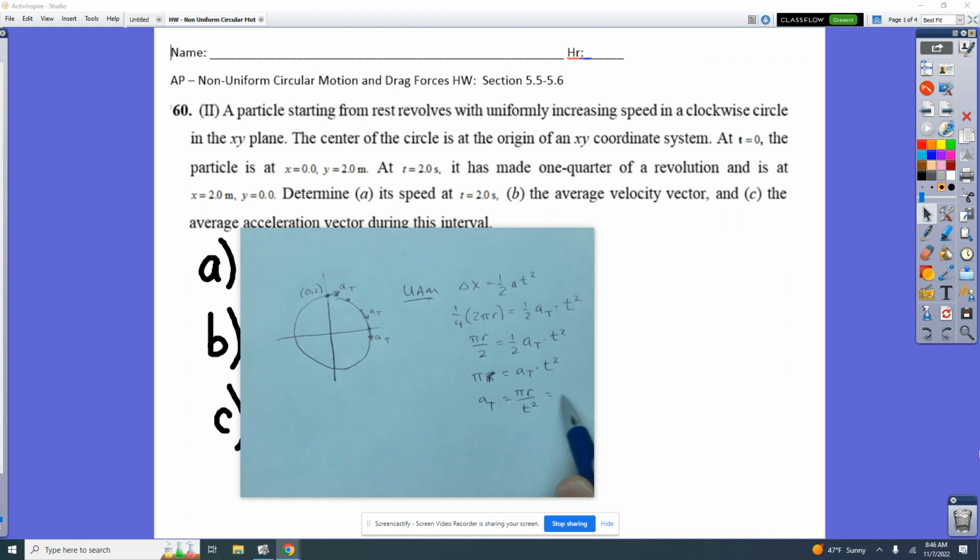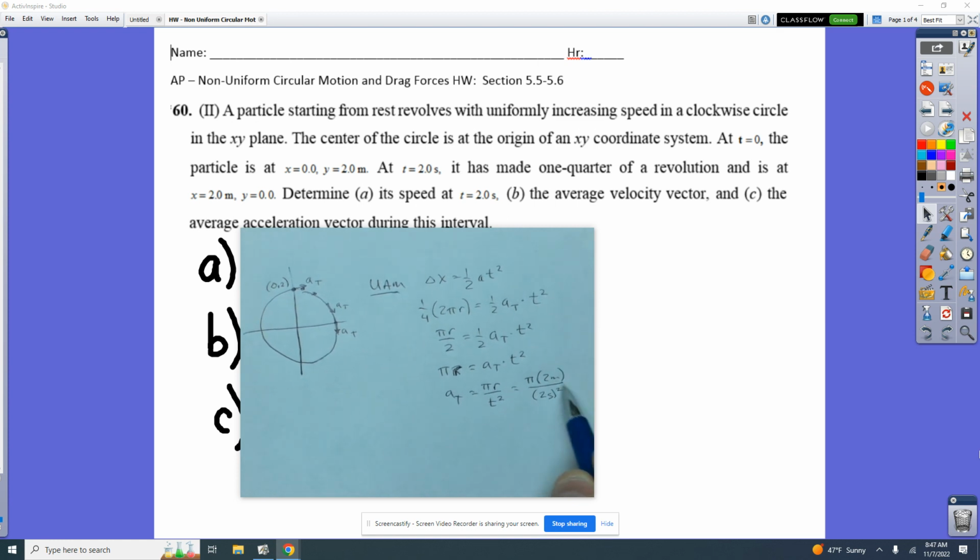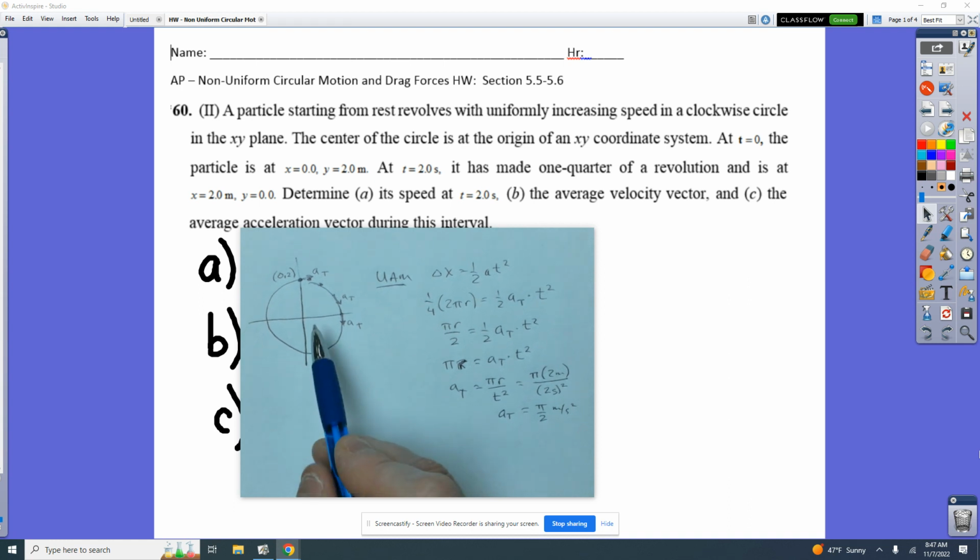In this case, we have some numbers given our initial conditions and our conditions after 2 seconds. A tangential is pi times the radius, 2 meters, over the time, 2 seconds, squared. That would be pi over 2 meters per second squared, and that would be the tangential acceleration. That's just the magnitude of it. Its direction is constantly changing, so that is the magnitude of the tangential acceleration.